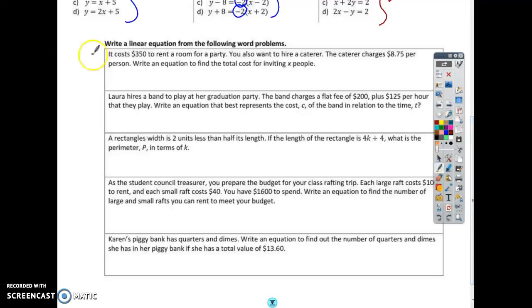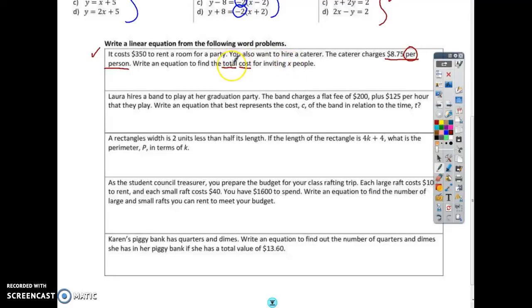I'm going to do this one with you. Okay? It says it costs $3.50 to rent a room for a party. You also want to hire a caterer. The caterer charges $8.75 per person. That's a key word. Per means that's going to be your slope. Okay? And slope always has an X next to it or a letter. Write an equation to find the total cost for inviting X people.